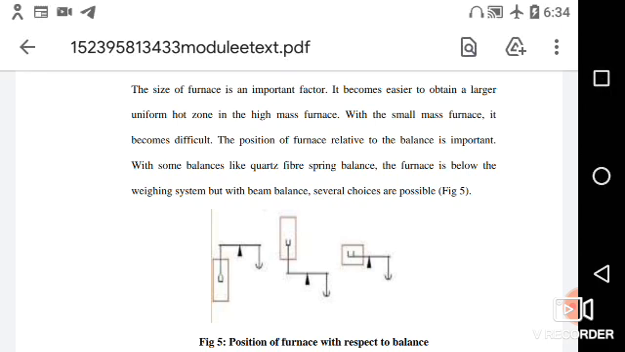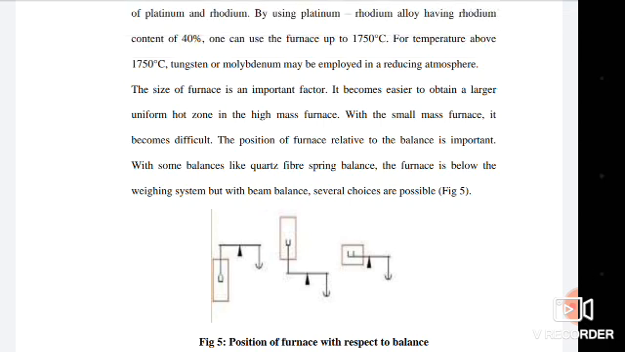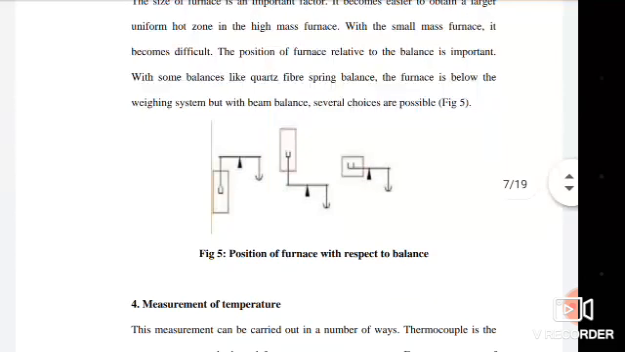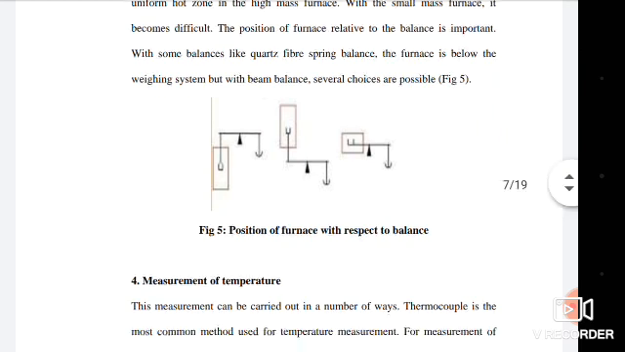The position of furnace relative to the balance is very important. With some balances like quartz fiber and spring balances, the furnace is below the weighing system, but with the beam balances several choices are possible.